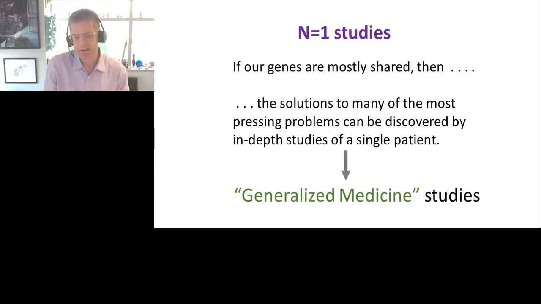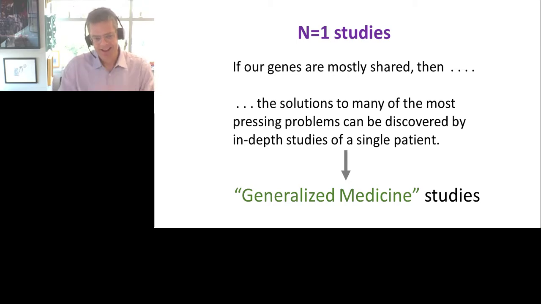But what we've been doing in the history of biomedical research for probably over 100 years are what I would call generalized medicine studies, or N=1, where we take an individual, we study them very carefully, and we find patterns that we can generalize out to the population. This is a little counter to the current mode or fad of much research around precision medicine, but I call it N=1 studies. The philosophy is if our genes are mostly shared, then the solutions to many of our problems can be studied in a single patient. And this turns out to be true for monoclonal antibody studies.